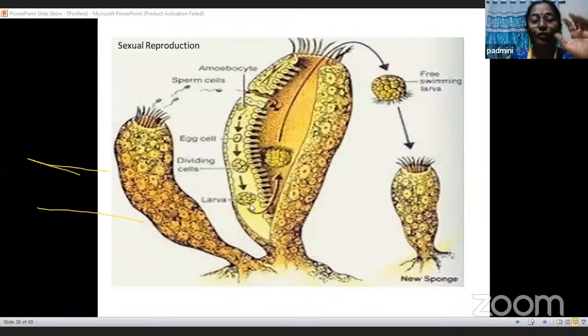Once the larva is formed, what are the different types of larva that we talked about? Any one person, if you have written it in your rough book, can you tell me all the 4 different types of larva that we studied?